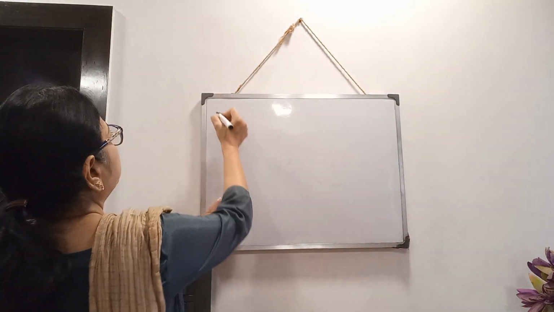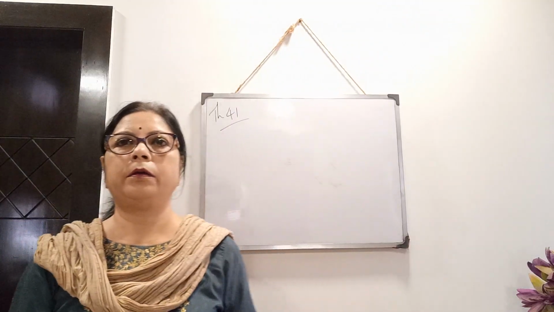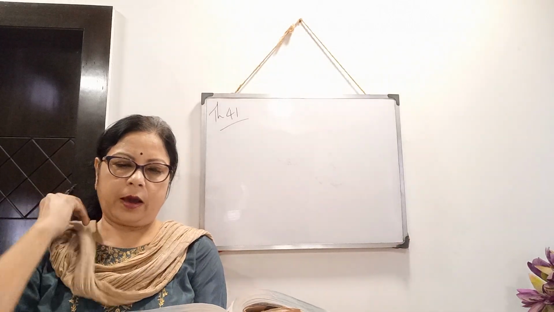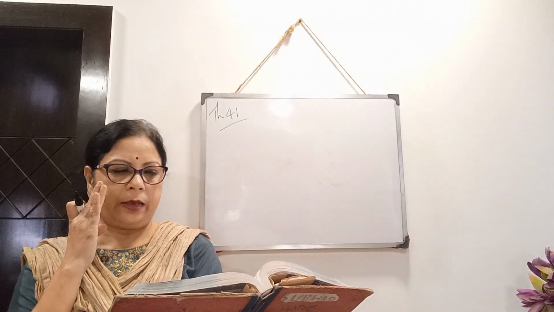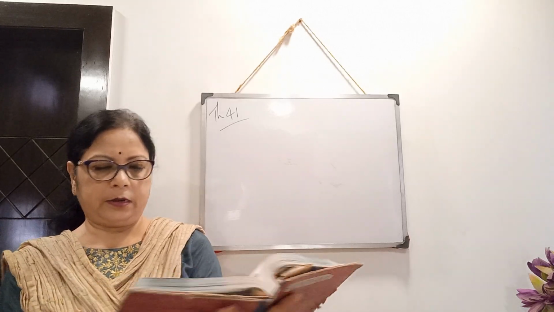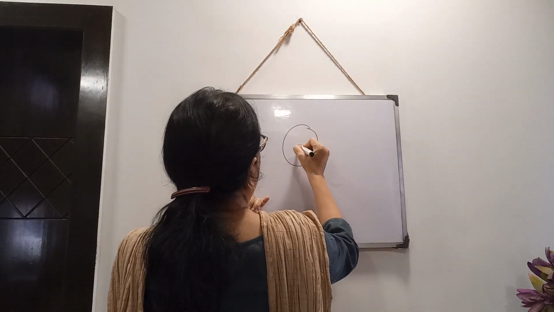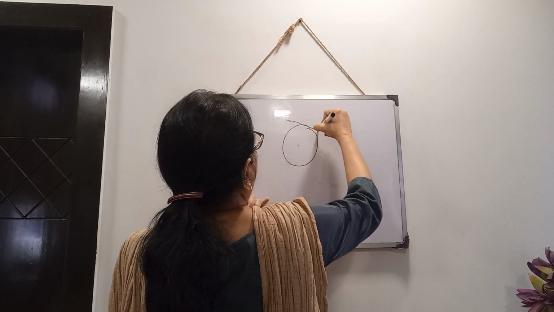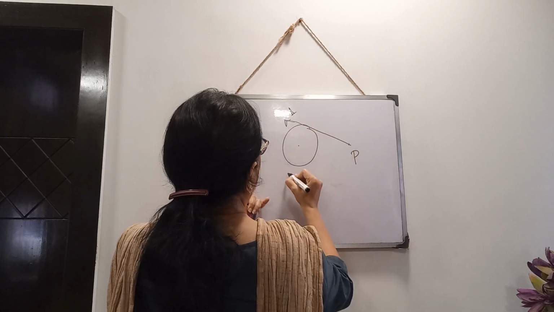Theorem 41. The statement is that if two tangents are drawn to a circle from a point outside it, then the line segments joining the point of contact and the exterior point are equal, and they subtend equal angles at the center. Okay, so this is the circle, O is the center and P is any external point. From here two tangents are drawn, PA and PB.